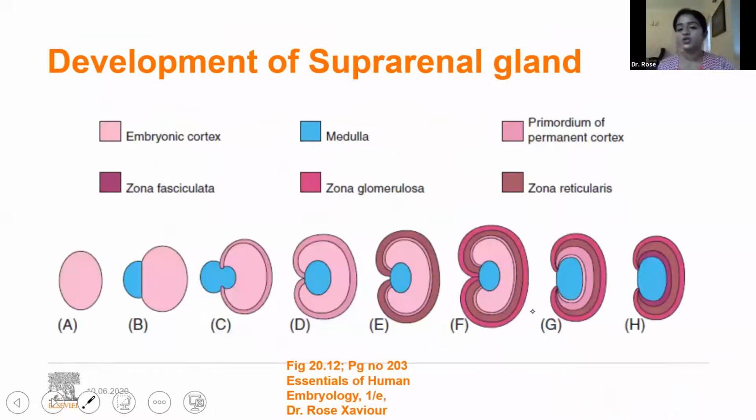Now we will move on to the development of the suprarenal gland. When you talk about the suprarenal gland or adrenal gland, you know that there is a cortex which is covering, and there is an inner medulla, the adrenal cortex as well as the adrenal medulla. The adrenal medulla, this blue colored region, is derived from the neural crest cells. We have already seen it. Now what about the adrenal cortex, the outer part of the adrenal gland?